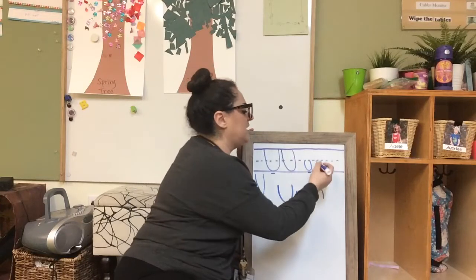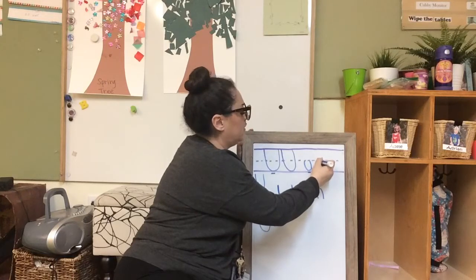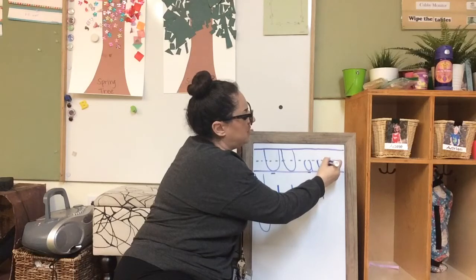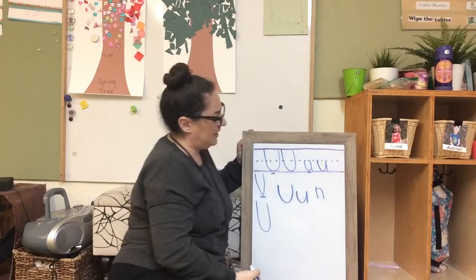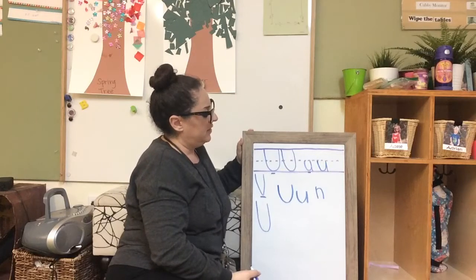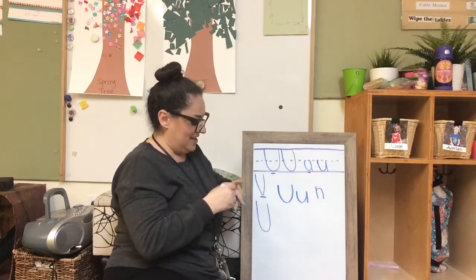Let's do our lowercase u one more time. So we're going to start in the middle. We're going to come down, around, back up to the middle, and then come straight down and give it a little leg or a little tail. All right? Pretty easy peasy lemon squeezy, right?